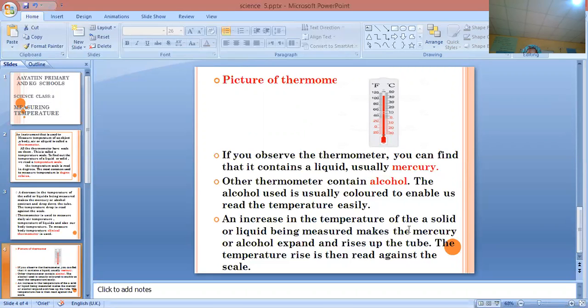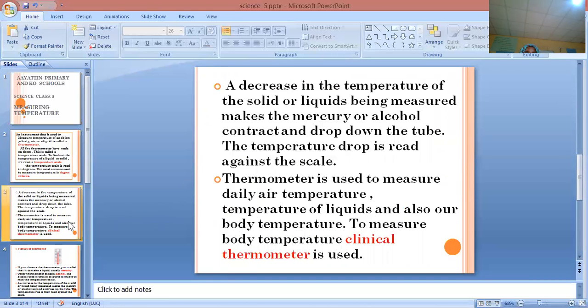An increase in the temperature of a liquid or solid being measured makes the mercury or alcohol expand and rise up the tube. When the temperature is high, the mercury expands and goes high. The temperature reached is then read against the scale. So we read the temperature of that object or body. Let us move to the next page.